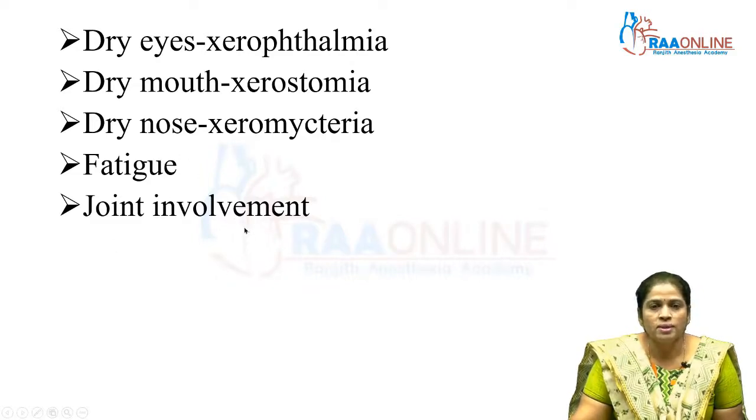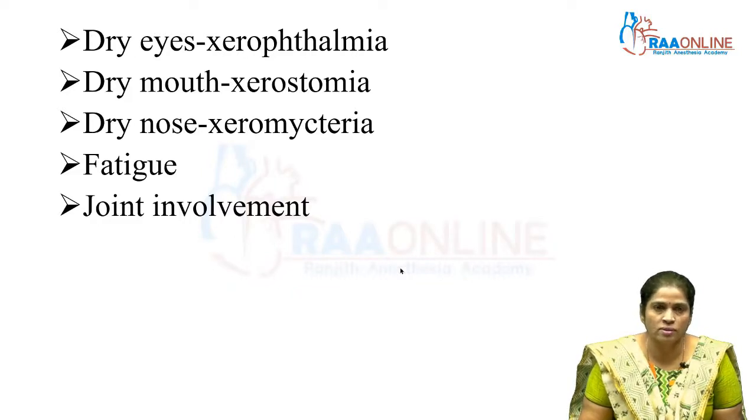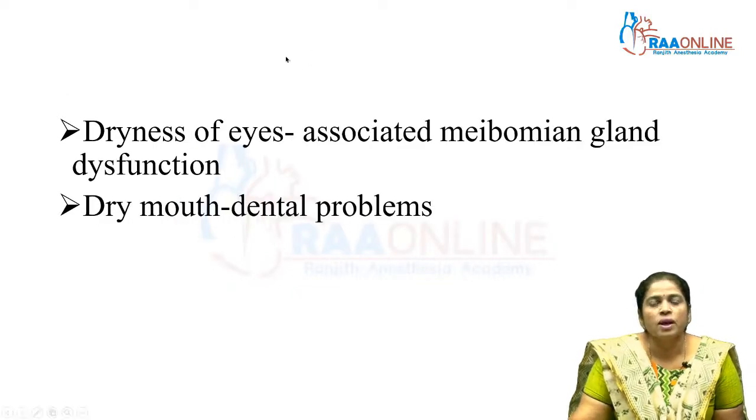Joint involvement is an important feature. That's how usually many patients get diagnosed. It can be arthralgia or arthritis, with or without synovitis. Dryness of eyes, not just the aqueous layer, there can be associated meibomian gland dysfunction as well. And the dry mouth leads to severe dental problems.